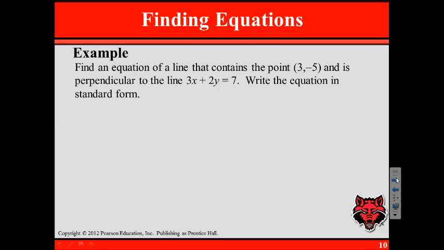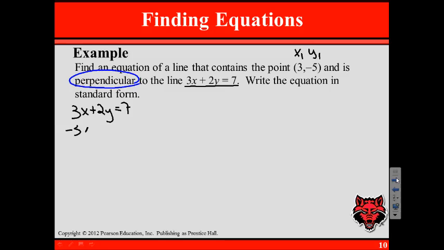Another example where we're not explicitly given the slope, we want to find an equation of a line that contains the point 3, negative 5. We can label that x1, y1, and is perpendicular to the line 3x plus 2y equals 7. So we're going to use this information, perpendicular to this particular line, to find the slope. Once we have our information, we will write the equation in standard form, meaning x and y on the left side, constants on the right side. So because we don't have a slope, we start by taking the old equation, the reference equation, and solving for y.